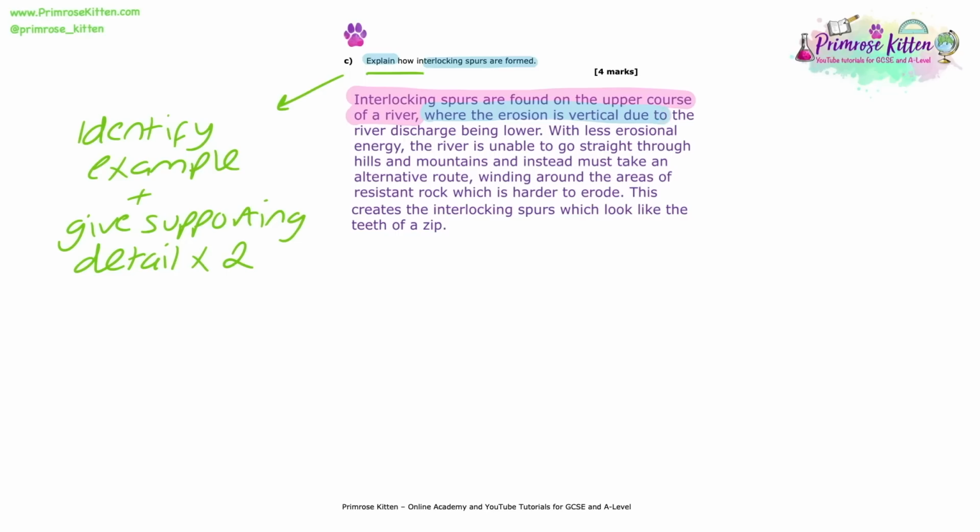erosion is vertical due to the river discharge being lower. With less erosional energy, the river is unable to go straight through hills and mountains, and instead must take an alternative route, winding around the areas of resistant rock which is harder to erode. This creates the interlocking spurs, which look like the teeth of a zip. This answer would be awarded 4 marks, as 2 examples are identified and supporting detail is provided for each.